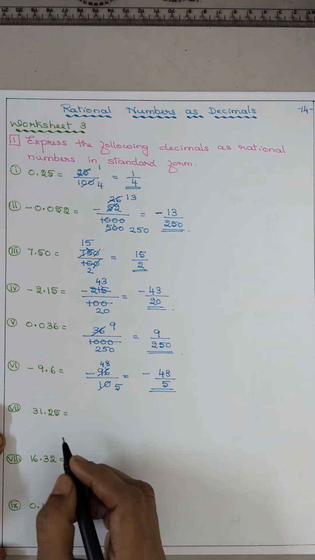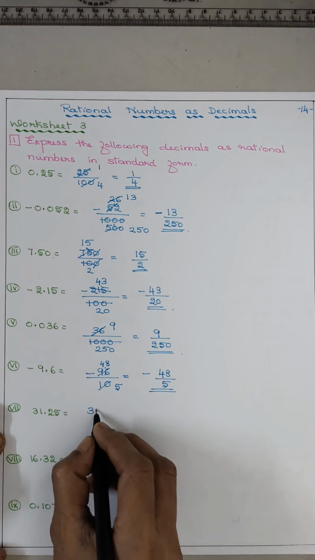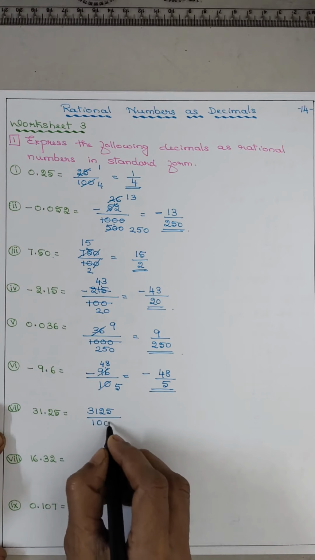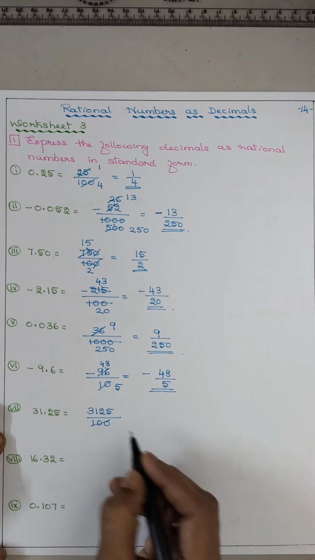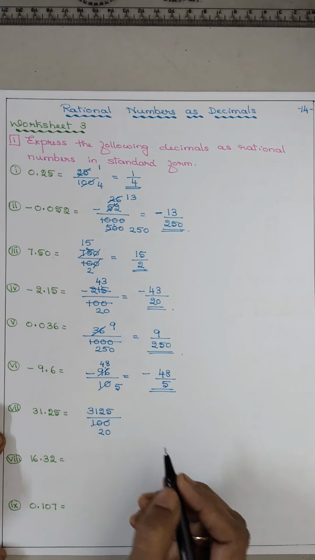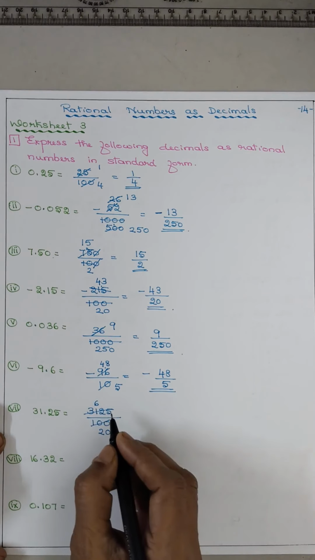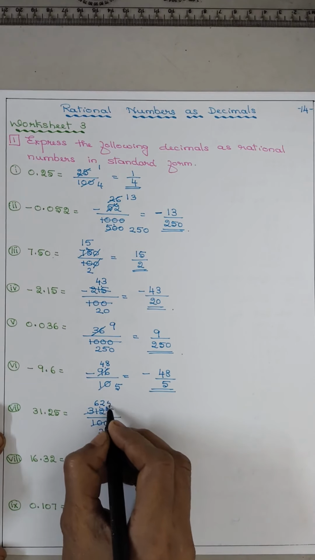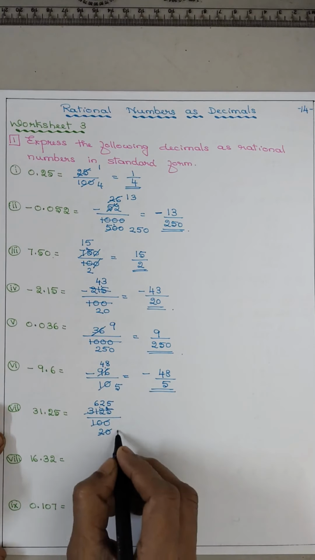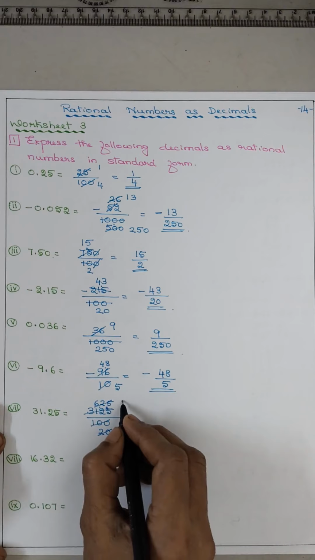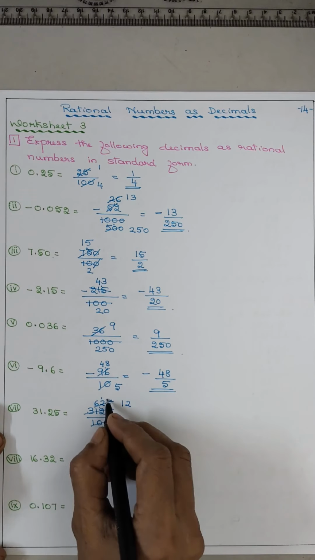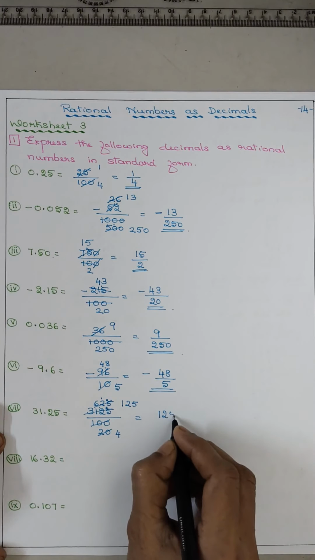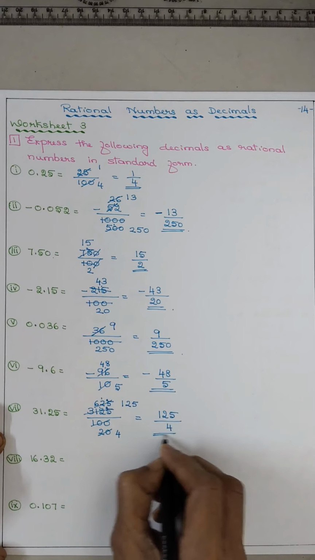Now the seventh sum, 31.25. 3125 upon 2 decimals, so 2 zeros, that is 100. 5 2s are 10, 0. 5 6s are 30, 1 remains, 2 are 10, 2 remains, 5 are 25. 5 4s are 20, 5 1s are 5, 5 2s are 10, 5 5s are 25. So the answer is 125 upon 4.